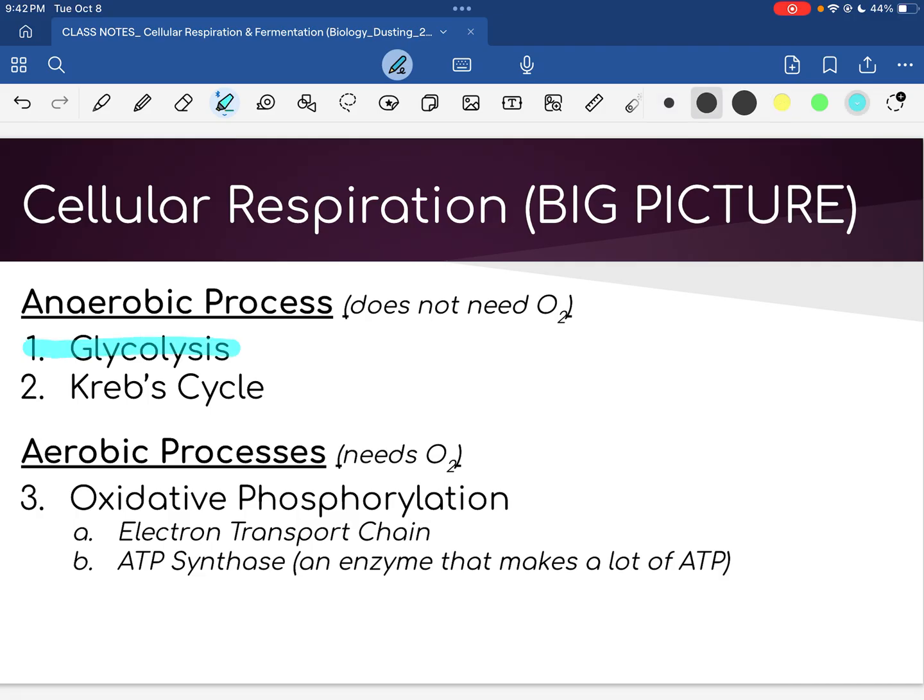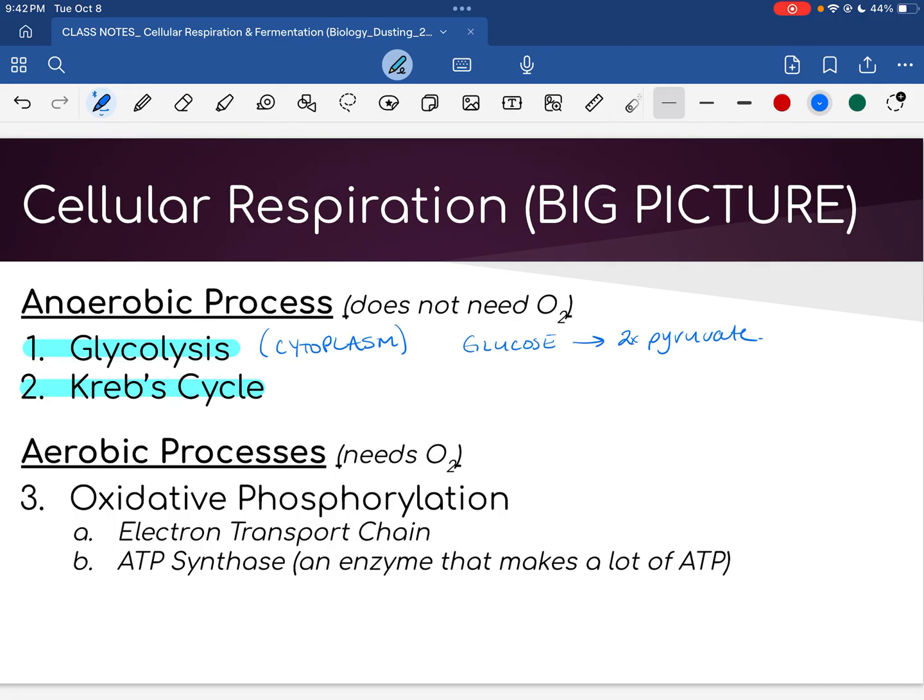So the first part is called glycolysis. And this part is happening in the cytoplasm. And its job is to break glucose down into 2 pyruvates. And we'll talk about what those are in a moment. The next one, the second step of cellular respiration, is called the Krebs cycle.